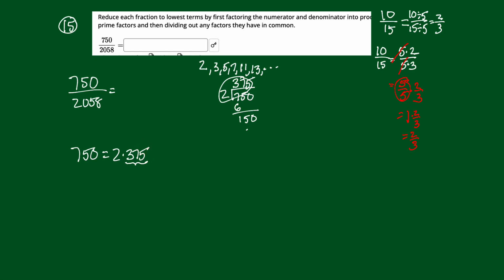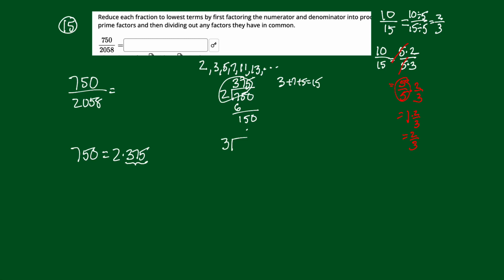Does 3 go in? Well, let's see. 3 and 7 is 10, and 5 is 15. If I add these numbers, 3 plus 7 plus 5, I get 15. And sure enough, 15 is divisible by 3. All right? So this whole number is divisible by 3.